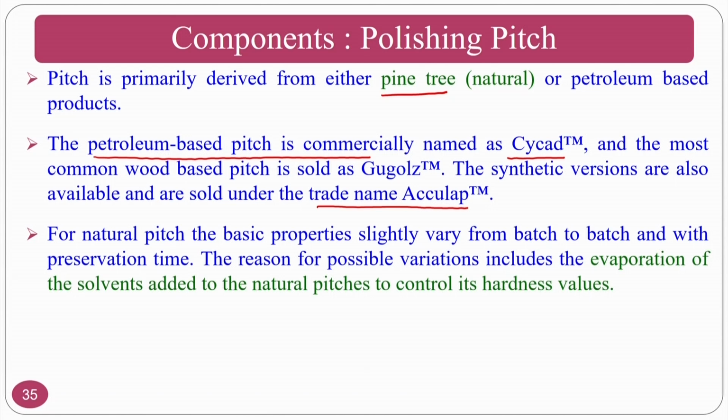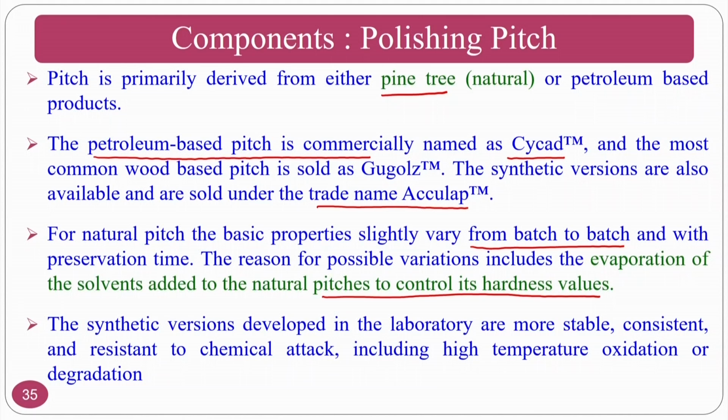For natural pitch, the basic properties slightly vary from batch to batch, because if you are taking it out in winter or if you are taking it out in summer, then the properties will slightly vary. Okay. At the same time, the possible variations include evaporation of solvent. Solvent added to the natural pitches controls the hardness value. That means that you have to add some solvents to the natural pitches, so that you can vary the viscous and elastic components and other things. And if the elastic component is more, normally the hardness will be more.